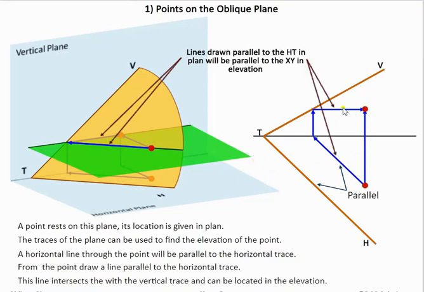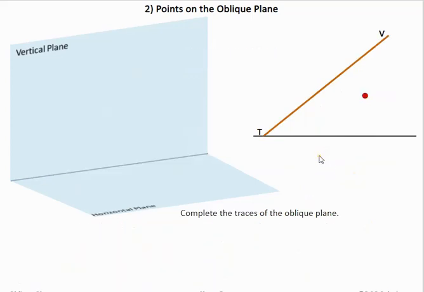So what we have here, these two lines, they're both parallel. This line is parallel to VT in this view, and this line is parallel to TH in this view. Now if we look at this point in this question, we're given the traces and we're given a point in elevation this time.